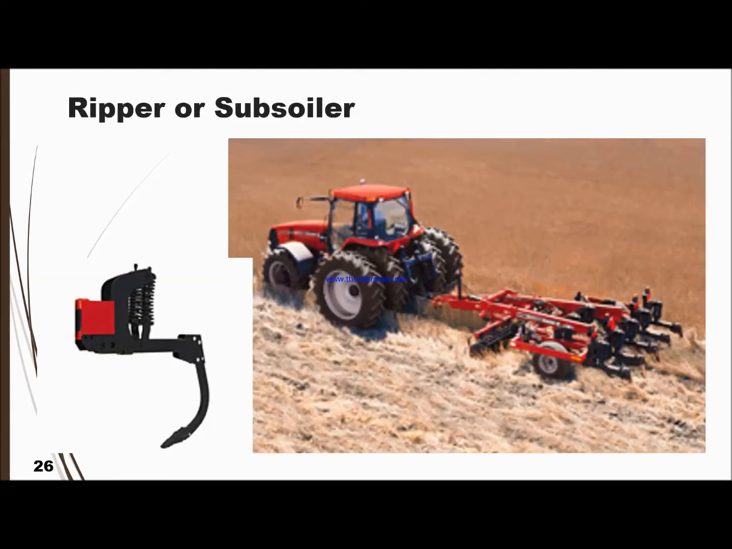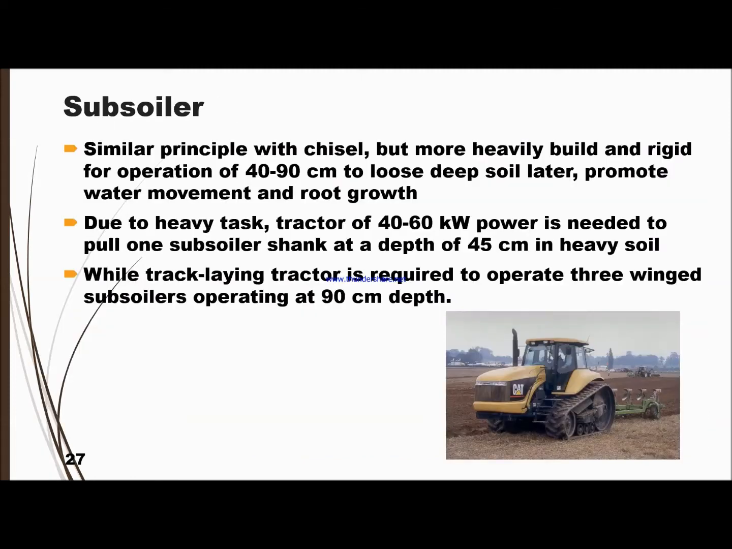Ripper or subsoiler is another example of primary tillage application, similar in principle to the chisel, but more heavily built and rigid, for operation of 40 to 90 centimeter to loosen the deep soil layer. Sorry for the typo there. This is to promote the movement of the water as well as root growth.